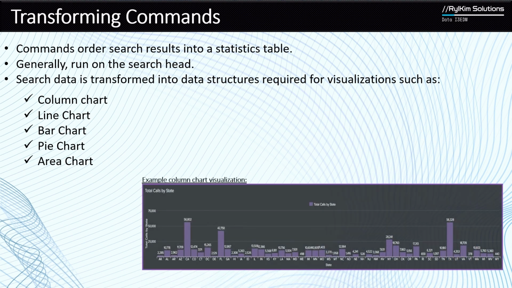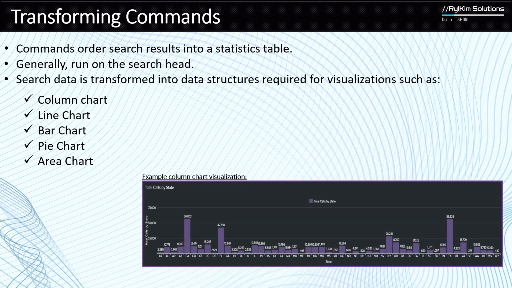Now, what you see here is a column chart visualization that is generated with the state value on the horizontal axis. On the vertical axis, you have the count of calls by state. This is an example of a visualization you can generate because you use a transforming command that transforms your data into a statistics table from which you can generate a visualization like this.